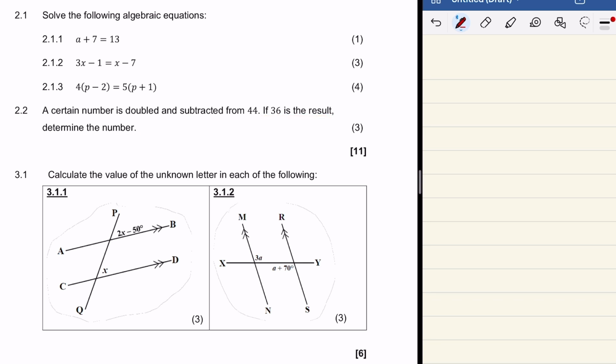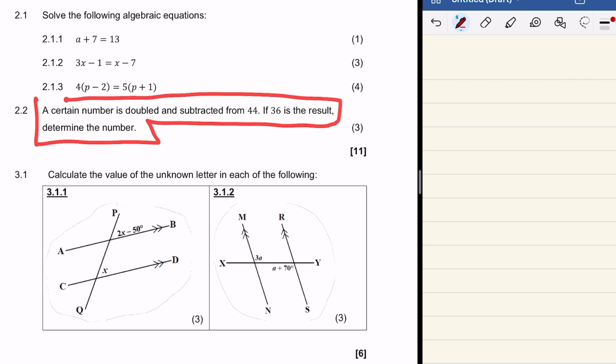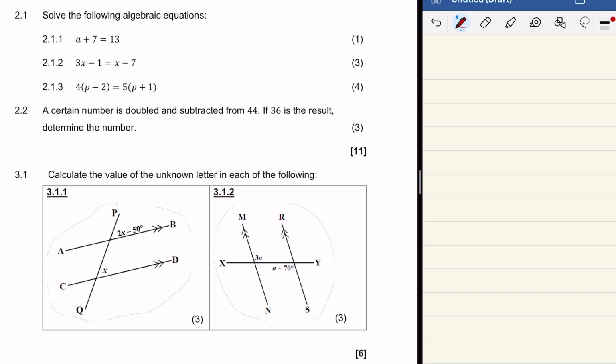Now, this is basically an equation given to you in words. Remember, this is not part of 2.1. 2.1 explicitly told you to solve for the following equations, but 2.2 is giving you a little scenario and wants you to convert these words into some math or algebra. So a certain number, of course, refers to some number that we don't know, so that's some variable.